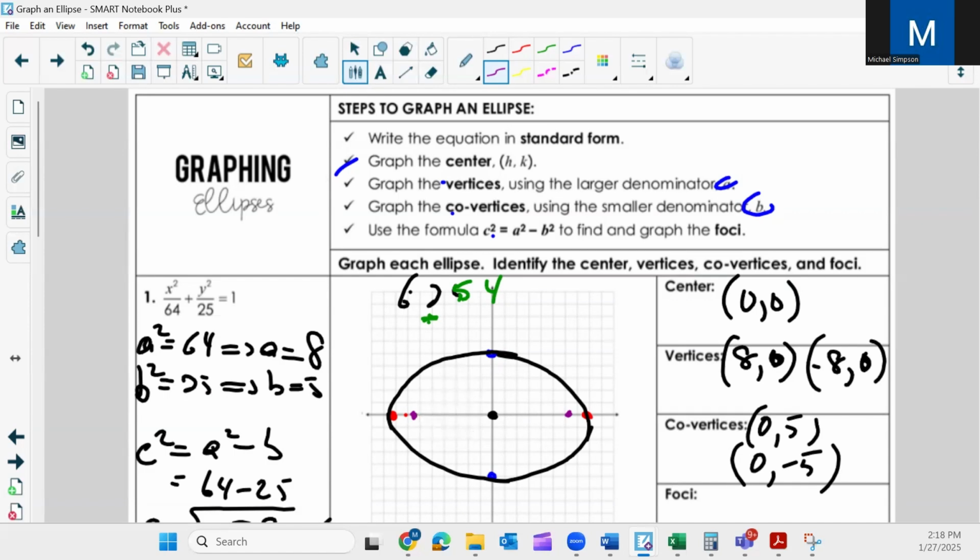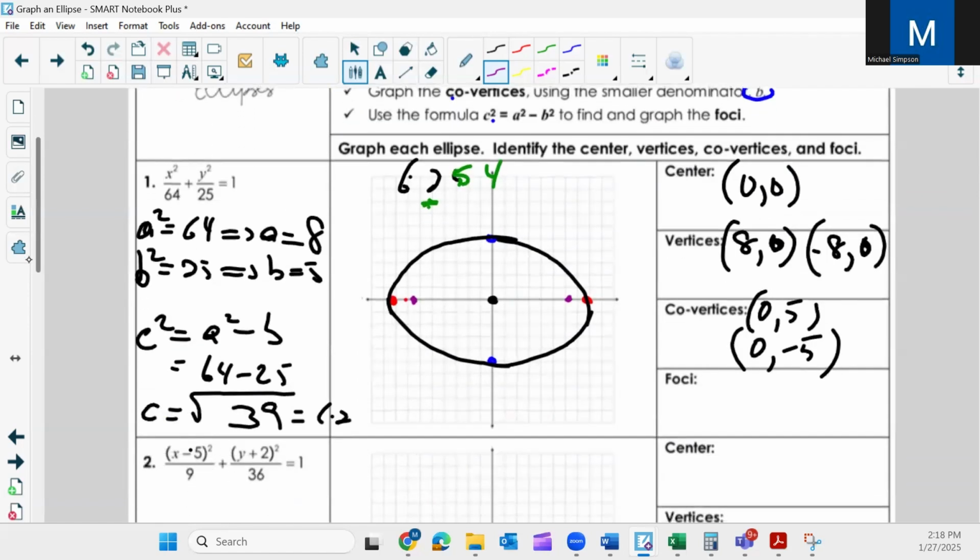Everybody see that? So what are the coordinates of the foci? 6.2, 0 and negative 6.2, 0. Everybody see that? It's on the x-axis, it says to the right, so it's going to be 6.2, 0, and this one to the left is going to be negative 6.2, 0. Questions?